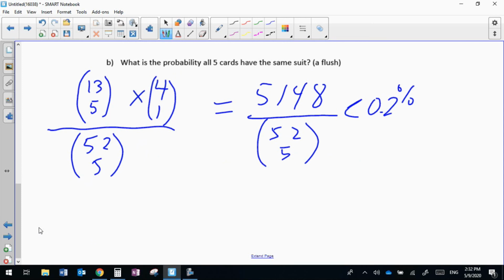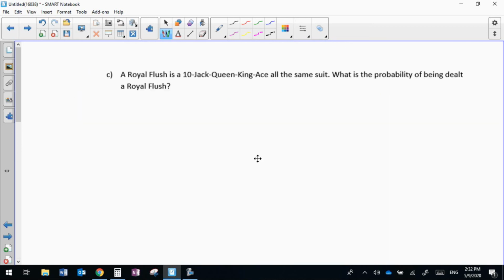But first, let's talk about the royal flush. A royal flush is 10, jack, queen, king, ace, all of the same suit. So what's the probability of being dealt a royal flush on 5 cards? Well, there are 52 choose 5 possible outcomes of getting 5 cards. How many of those are royal flushes? This is actually a simpler question. You can either have the 10, jack, queen, king, ace of hearts, diamonds, spades, or clubs. So there's only 4 royal flushes in the entire deck.